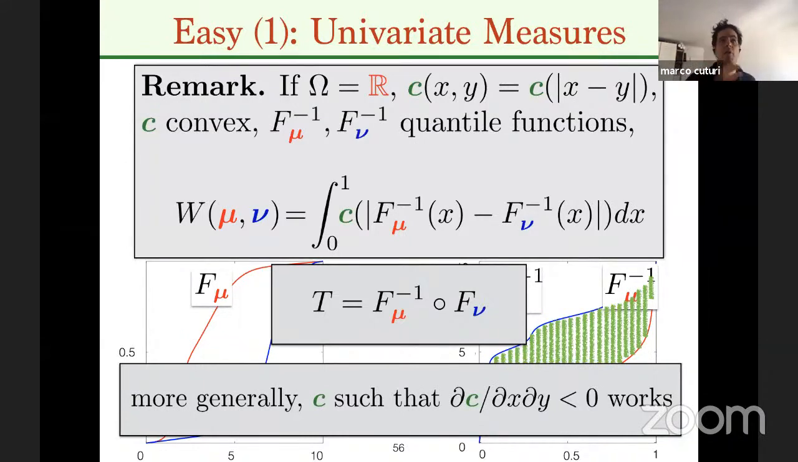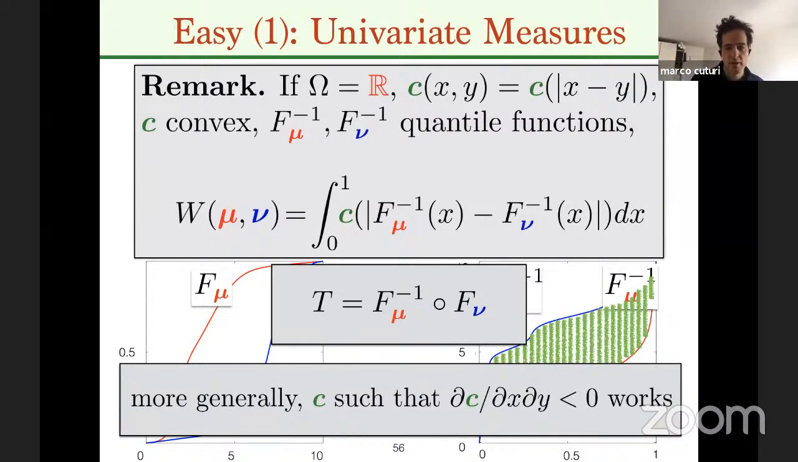So remember the very first problem, when I was playing with the Earth in 1D, well, actually it's solved in closed form. You just need to compute the CDF of the first measure, the quantile function of the second measure, and then do this kind of lookup process. And let me also say that more generally, for functions C which are known as submodular, such that basically the cross derivative here is always strictly negative, this also works. So you should remove the C applied to the differences and directly put C of the first quantile and the second quantile.